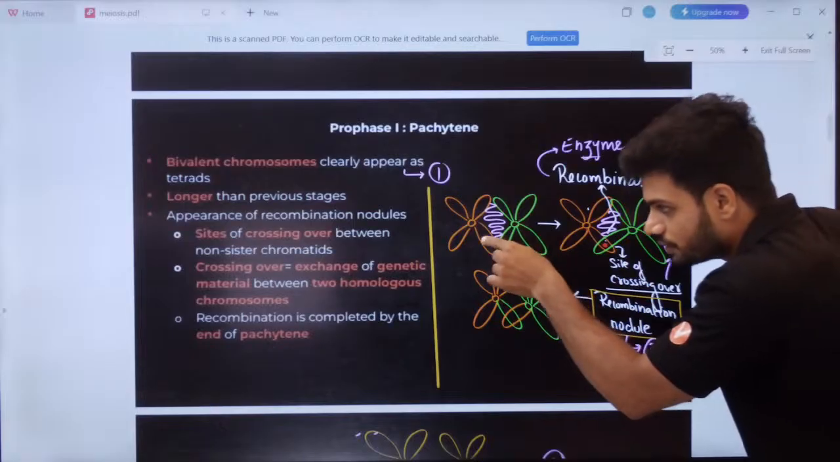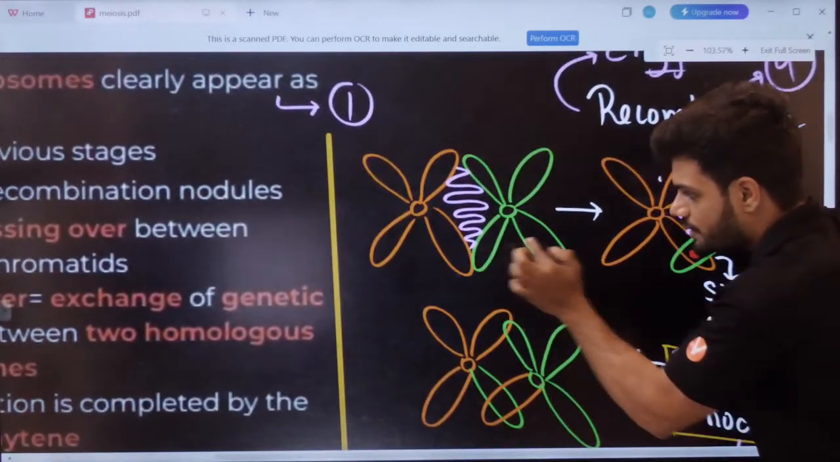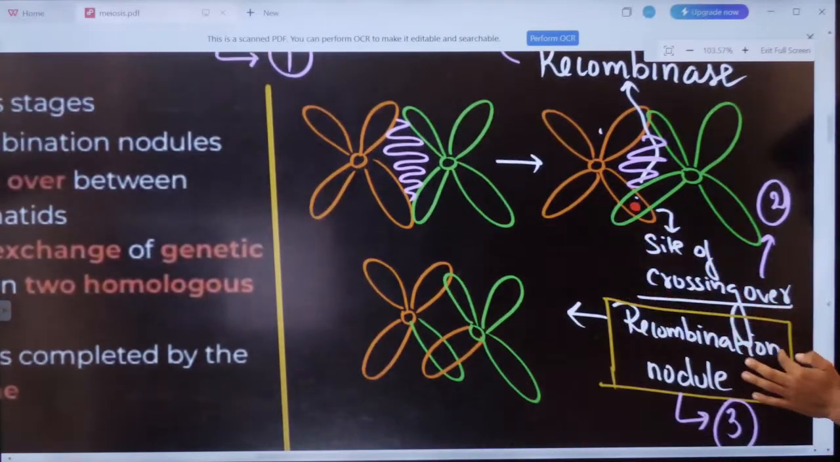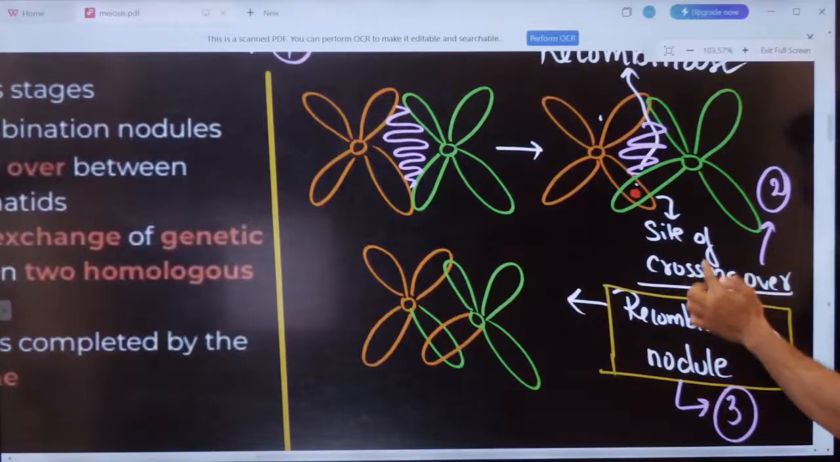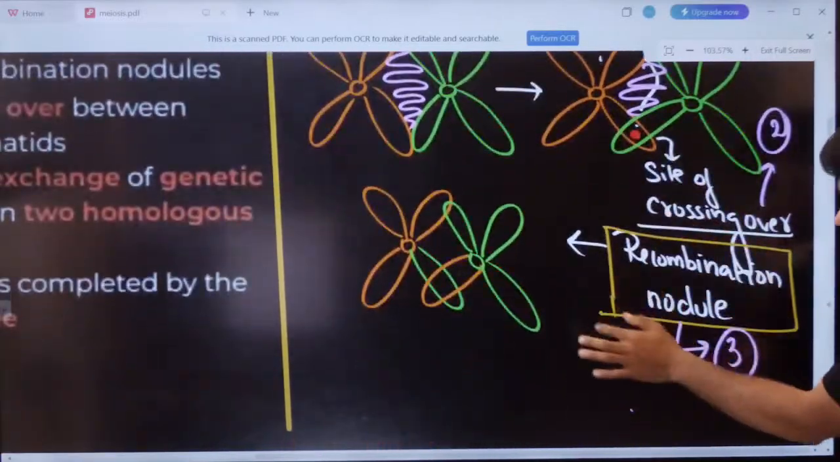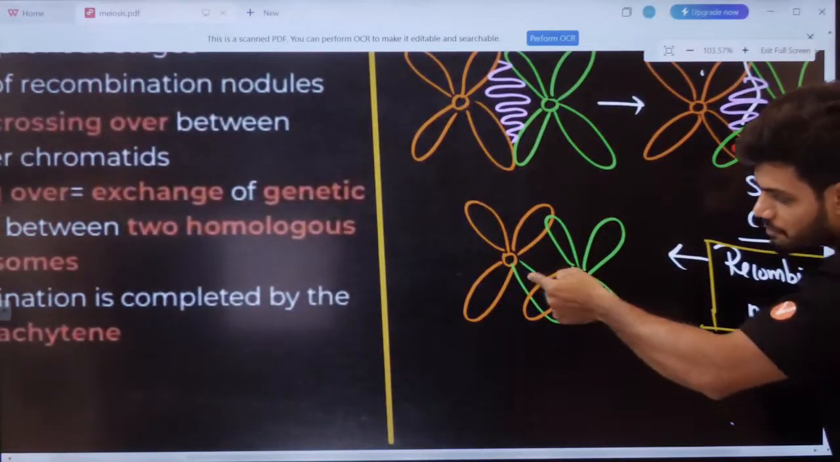This chromatid will go this side, this will go this side, all of you. See here. Crossing over is happening. That is called the site of crossing over, where recombination nodule formation is happening. Recombinase enzyme is involved. Now, if you can notice here, after the entire thing, this chromatid came here, this came here.